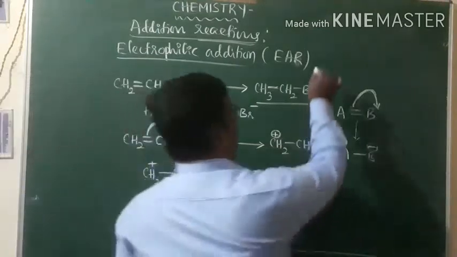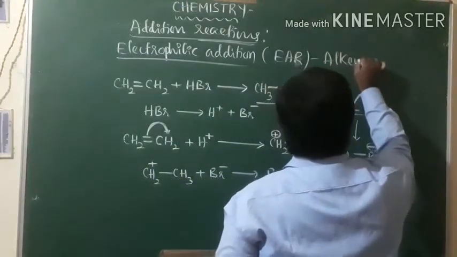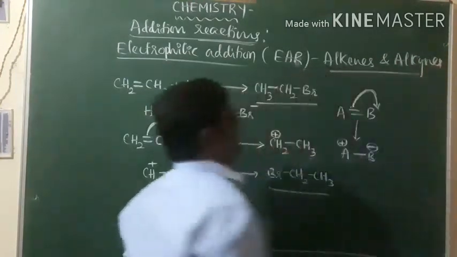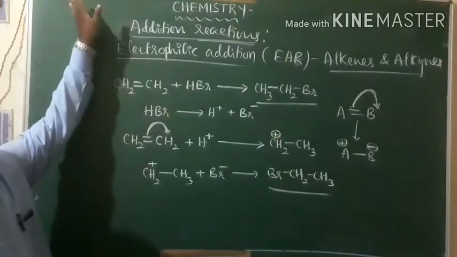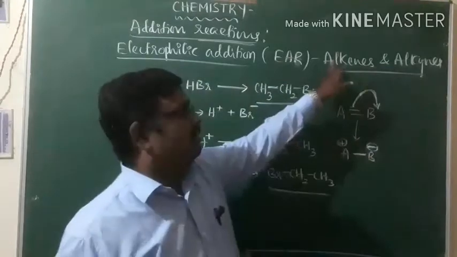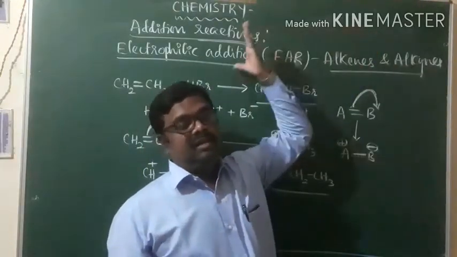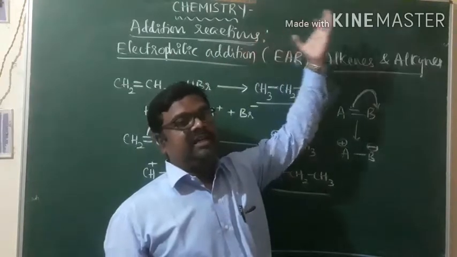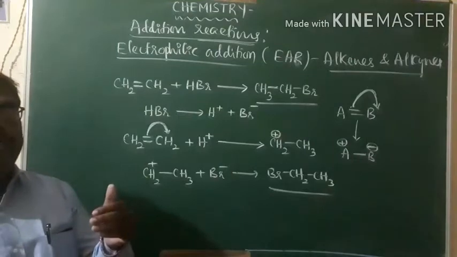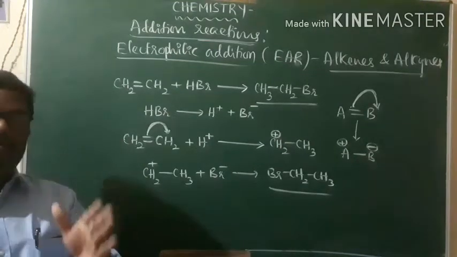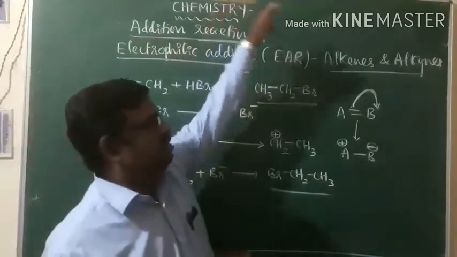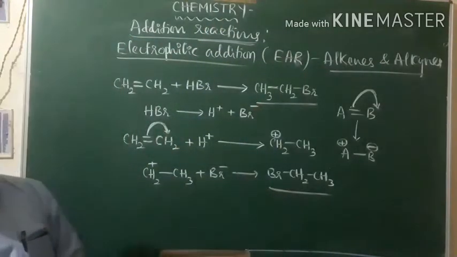For your information, all alkenes and alkynes will undergo electrophilic addition reactions. Whenever I say electrophilic addition reactions, you must remember alkenes and alkynes. Electrophilic addition reactions are the characteristic properties of alkenes and alkynes, just like electrophilic substitution reactions are characteristic properties of aromatic compounds, like compounds containing a benzene ring. So also here, electrophilic addition reactions are the characteristic properties of alkenes and alkynes. I hope it is understood.